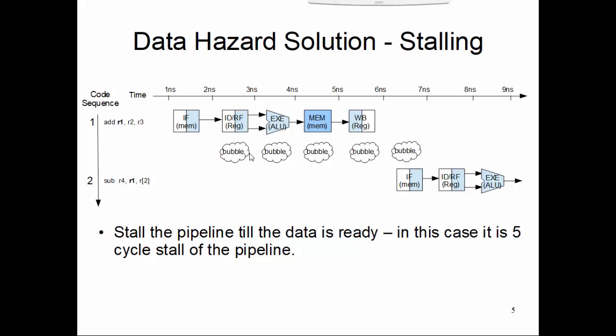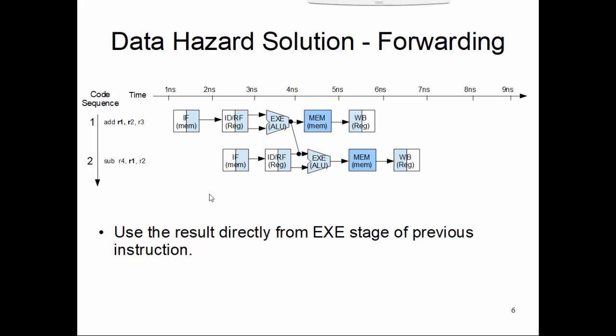Now the first solution technique for the data hazard is data forwarding. We look at in which phase the updated register value is needed, which phase accesses it.